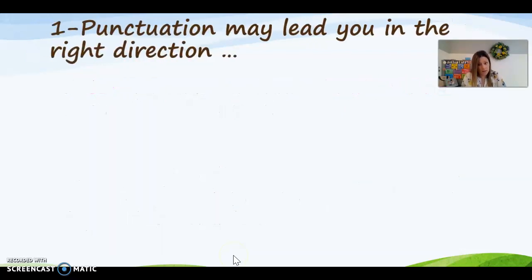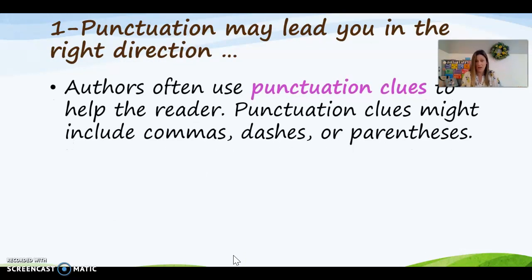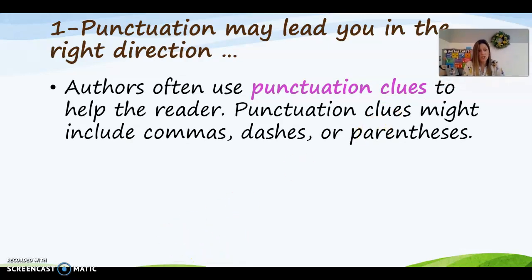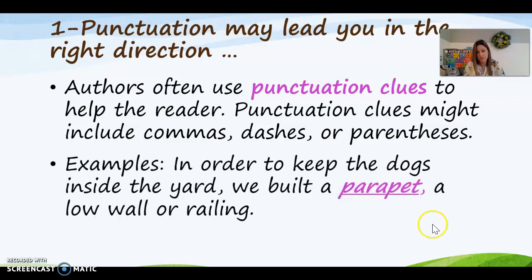Still in box 1, you know what? We can look at punctuation. It might help us out, all right? Authors often use punctuation clues to help the reader, okay? Punctuation clues might include commas, dashes, or parentheses. So here's an example of that.